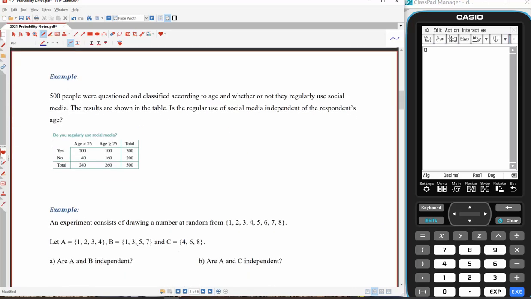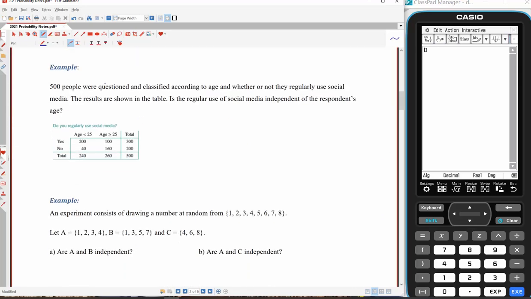So let's try it on a couple of questions. 500 people were questioned and classified according to age and whether or not they regularly use social media. The results are shown in the table. Is the regular use of social media independent of the respondent's age?